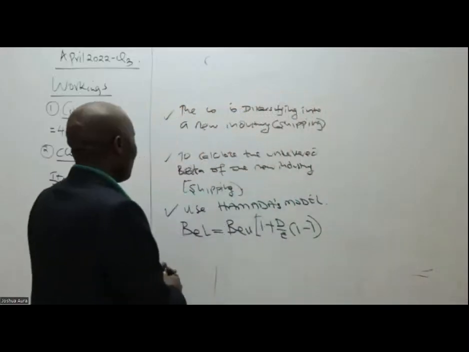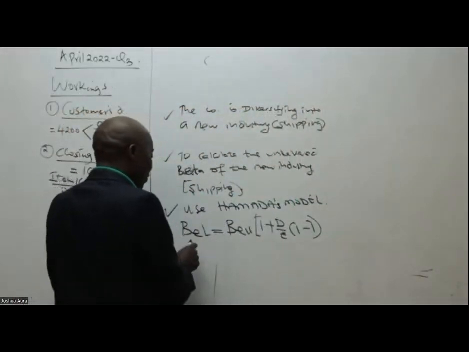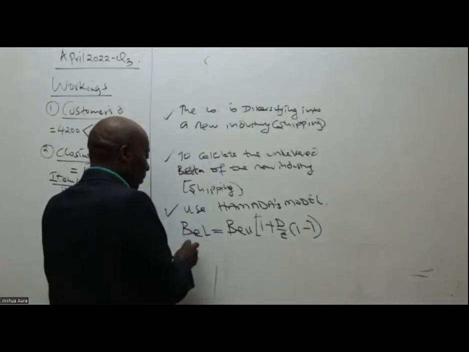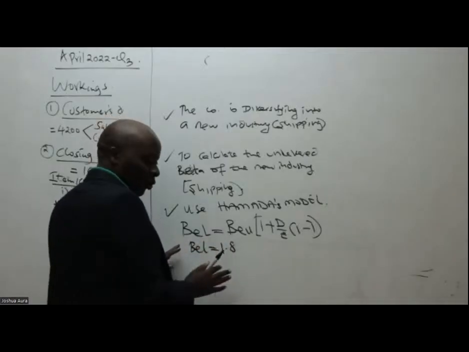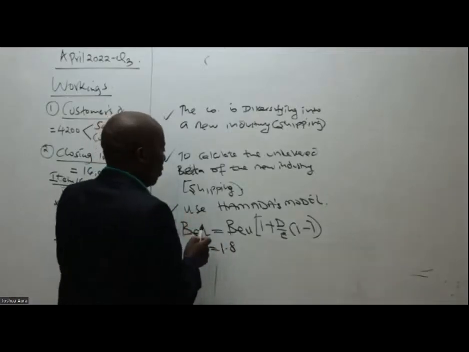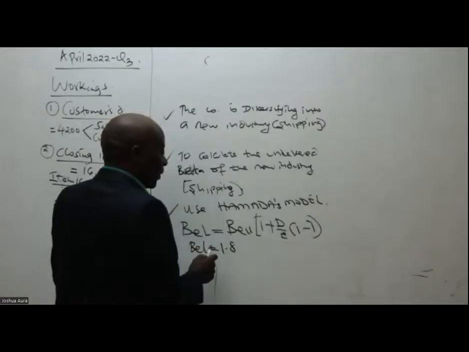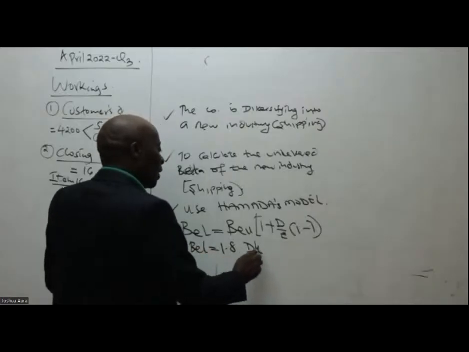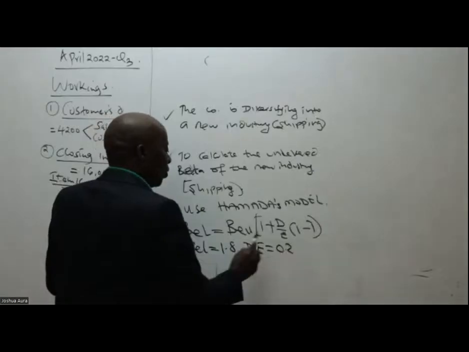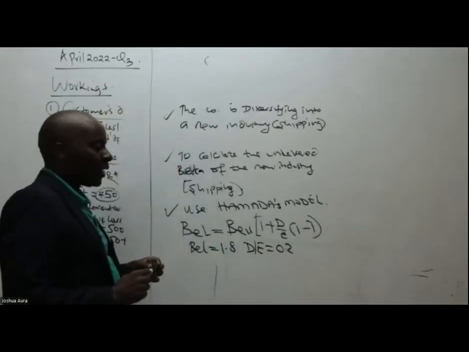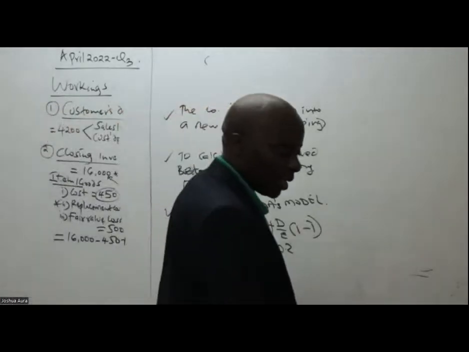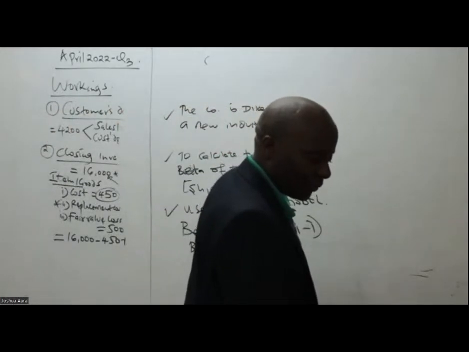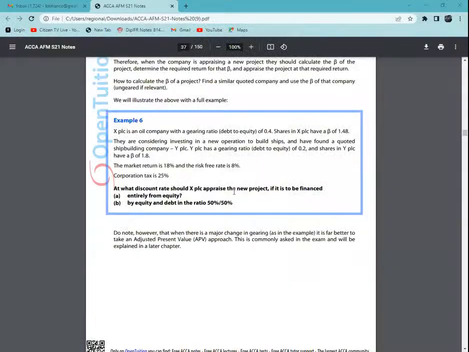So meaning, ladies and gentlemen, that they have given us Bell. You know, Bell is beta equity levered, which in this case is 1.8 of the new industry. We're talking of the new industry, 1.8. And fortunately for this new industry, they have given us a debt to equity ratio of 0.2. I'm not guessing here. They have told us debt to equity of this is 0.2.